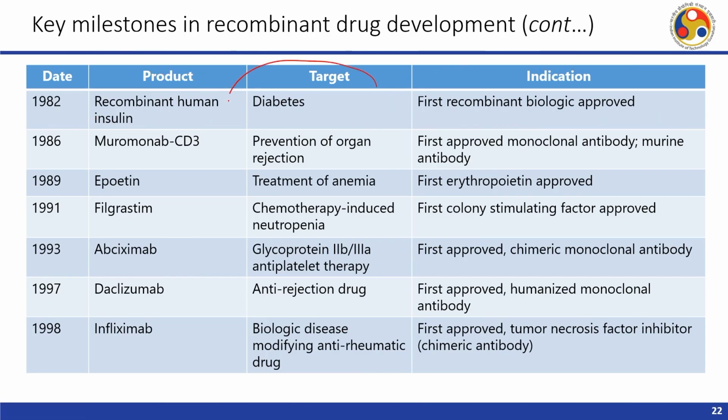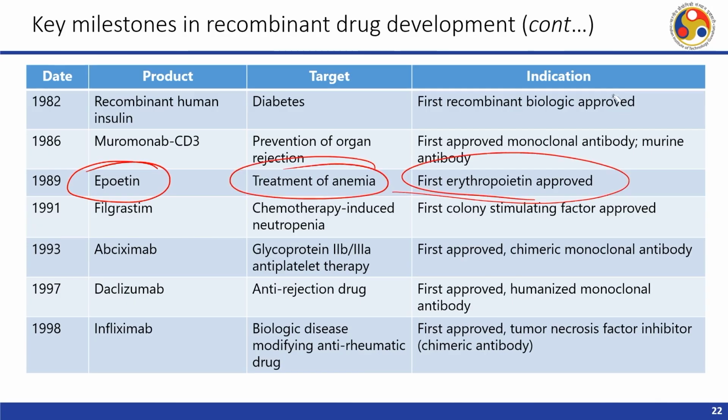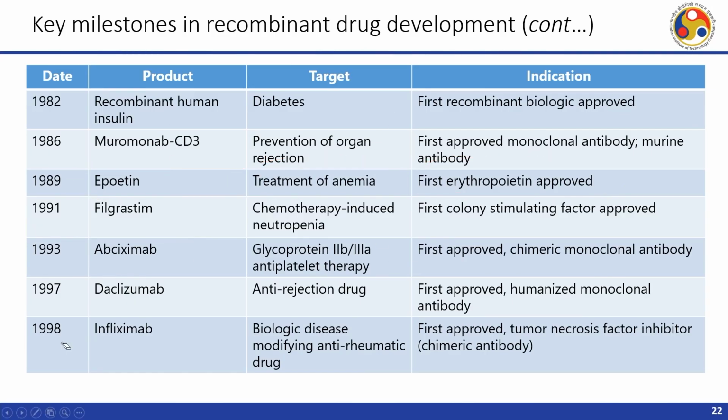And insulin, we know, is a therapy for diabetes. Then 4 years later, Muromonab CD3, which is the first approved monoclonal antibody or murine antibody, was used for the prevention of organ rejection. Then in 89, epoetin was used for the treatment of anemia. This is the first erythropoietin to be approved. Then we have filgrastim in 1991, it is the first colony stimulating factor which was approved, used for chemotherapy induced neutropenia.